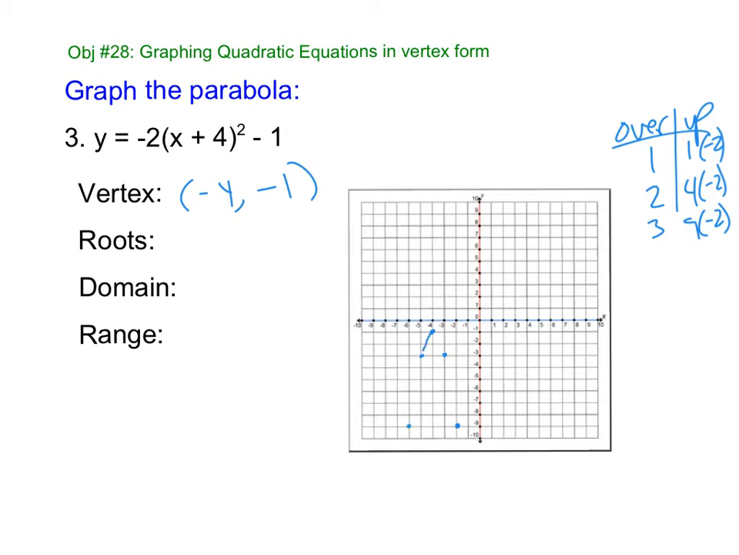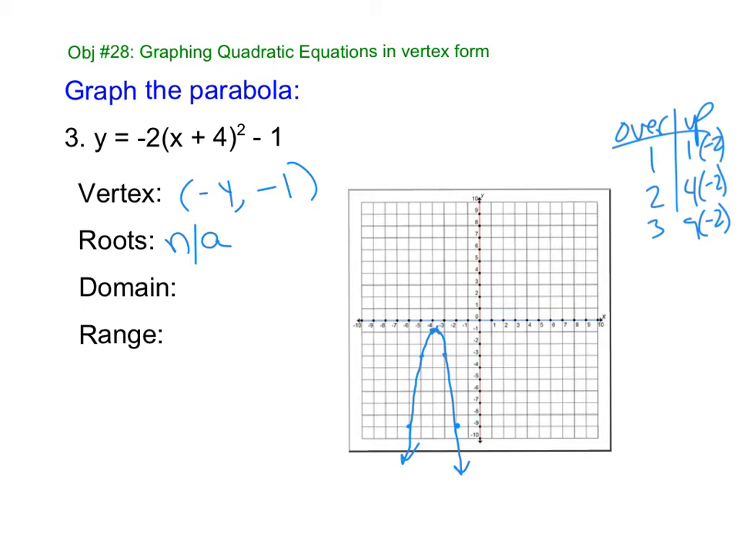Uh-oh, what happens here? Where does this cross the x-axis? It doesn't. So what are the roots? They don't exist. So we're going to put NA. Remember when we did the quadratic formula and we got no real solutions? This is why. It never actually crosses the x-axis.